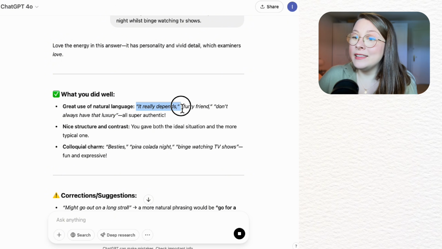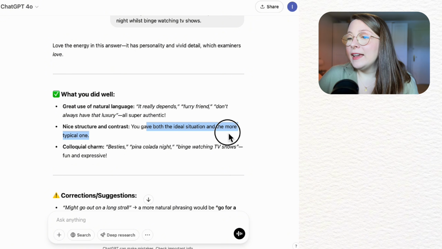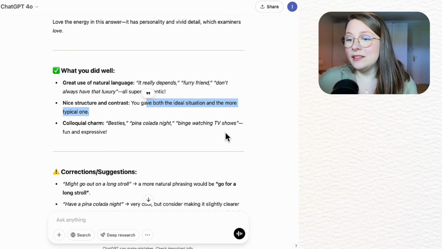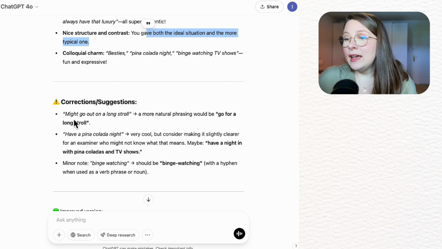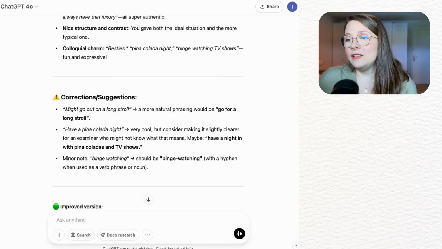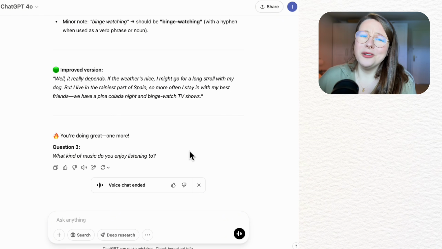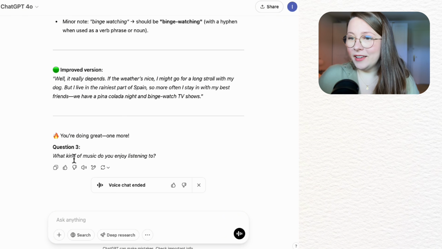They like that I use natural language again. I gave two different answers and I explained why, which is the important thing. And they also gave me some suggestions and things that I can improve to make my answer sound a little bit better. Oh my gosh, why did I ask 3 questions? Now I have to answer 3 questions.